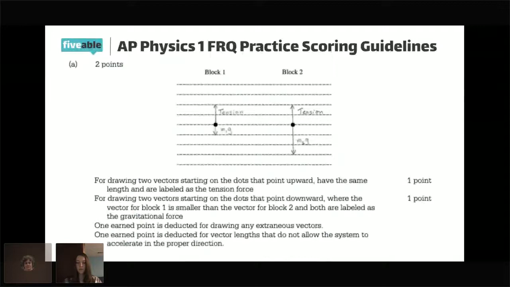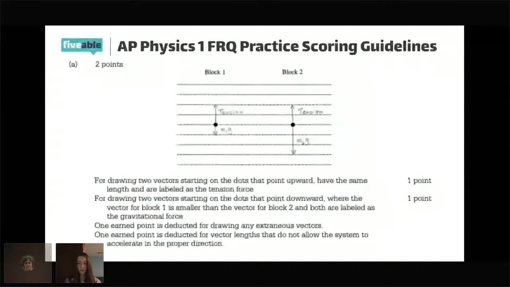A lot of people really neglect to label their free body diagram forces, which is unfortunate, but it's because of time crunch. Just make sure you do that. The next point says for drawing two vectors starting on the dots that point downward, where the vector for block 1 is smaller than the vector for block 2, and both are labeled as the gravitational force. So you need gravity pointing downwards on both of them, and gravity for mass 1 being smaller. Again, if you don't draw that, you don't get the point.